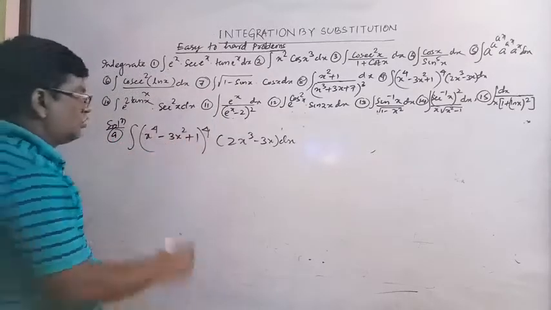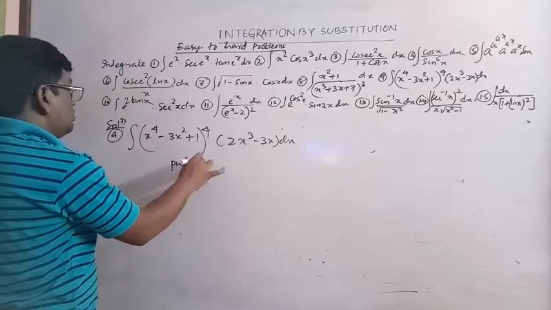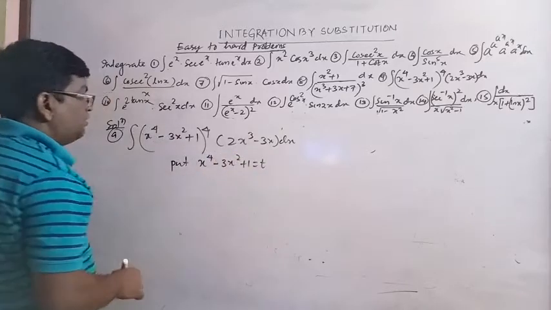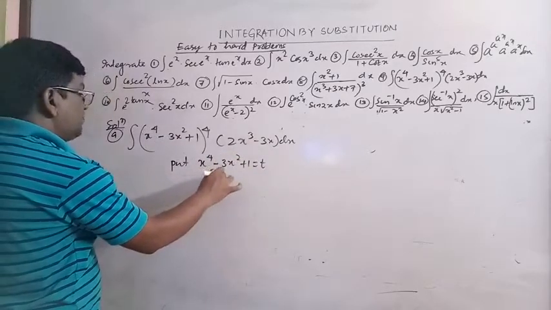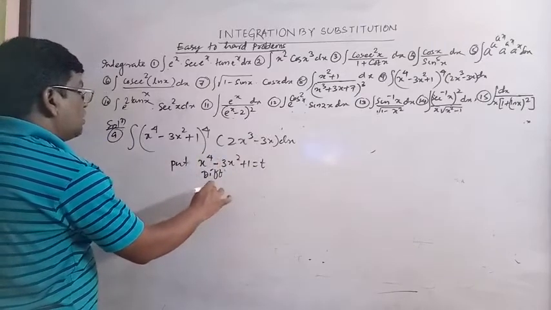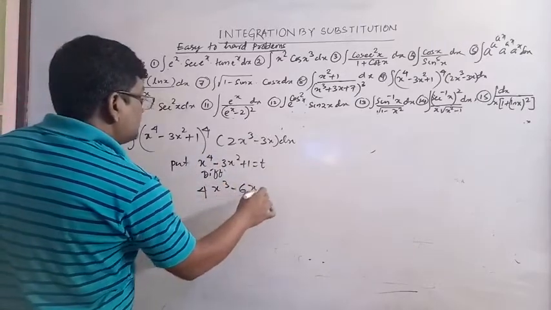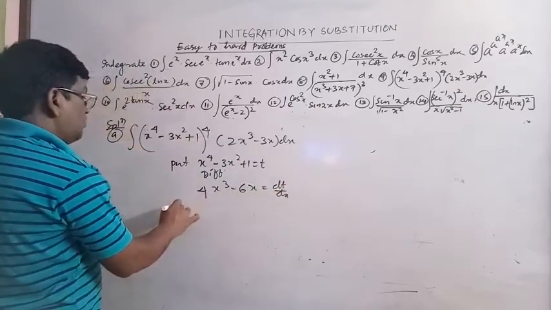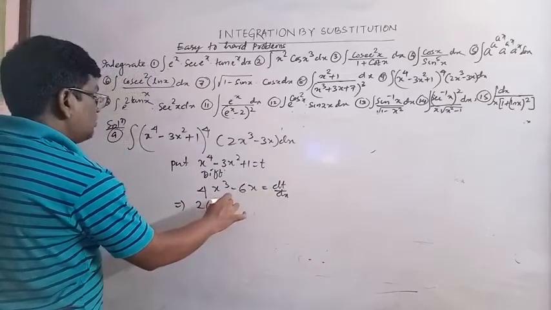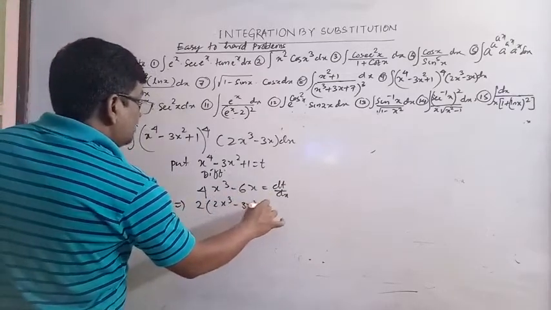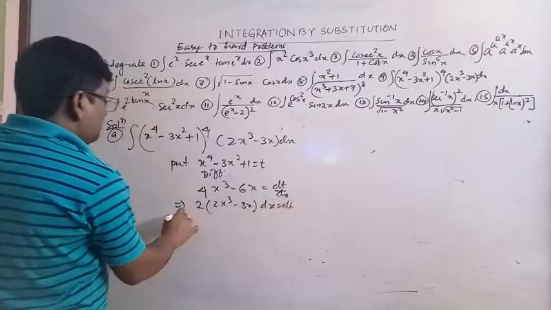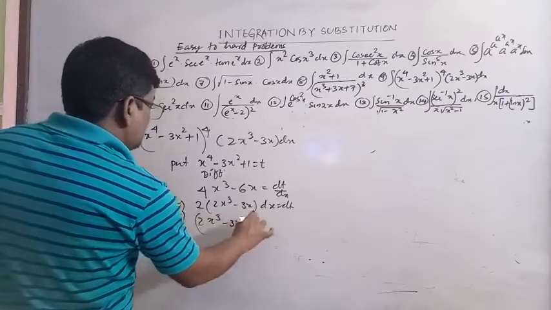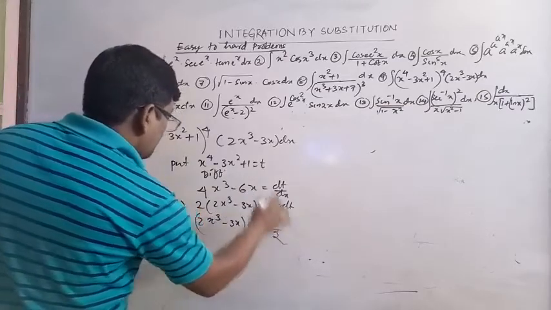So take 2 common. Put x^4 - 3x^2 + 1 equal to t. Differentiate: 4x^3 - 6x is equal to dt by dx. Taking 2 common, (2x^3 - 3x) dx is equal to dt. Now (2x^3 - 3x) dx is equal to dt by 2.